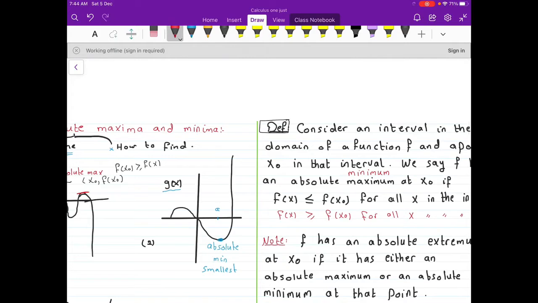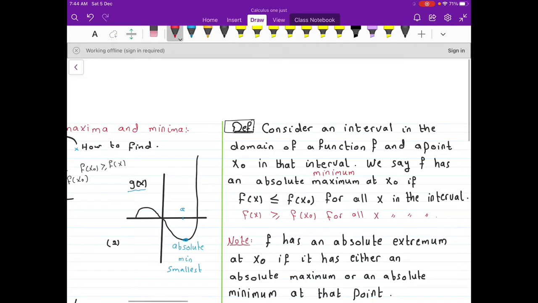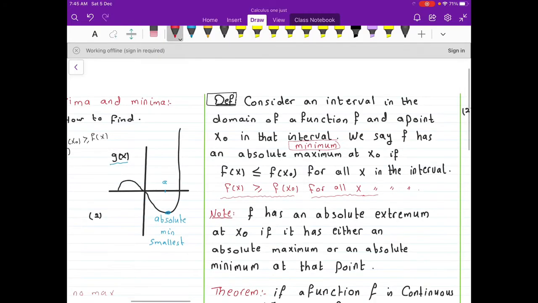And we say, consider an interval in the domain of the function f and a point x naught in that interval. We say f has an absolute minimum if this condition holds: f of x naught is less than or equal to f of x for all x in the interval. Like this point A, f of A is less than or equal to f of x for all x in the domain of f of x.